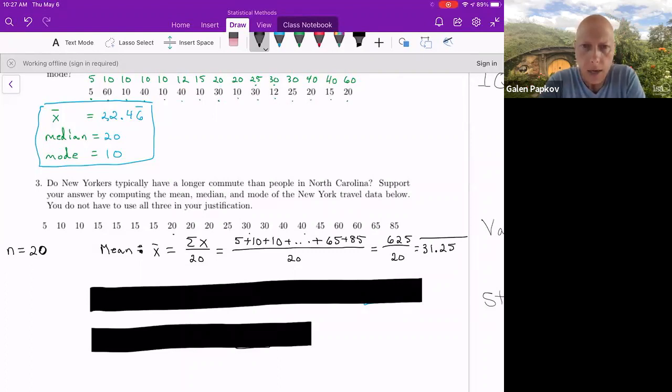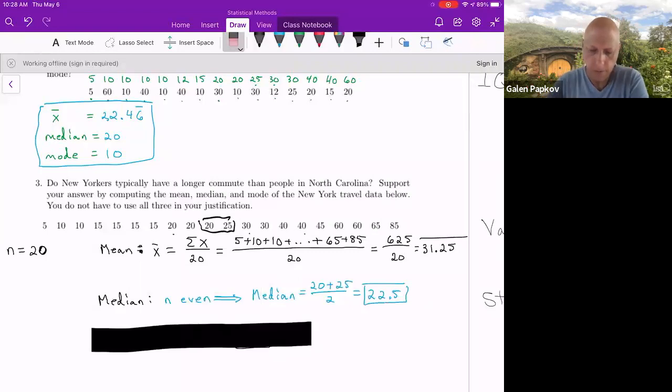And then the median is going to be the middle value, but because you have 20 observations, an even number, the middle value is going to be an average of the middle 2. So that's going to be the average of the 10th and 11th values. 1, 2, 3, 4, 5, 6, 7, 8, 9, 10. And so that's going to be these two, and that average is 22.5, which is what you see there. And again, the reasoning is what I just spoke through.